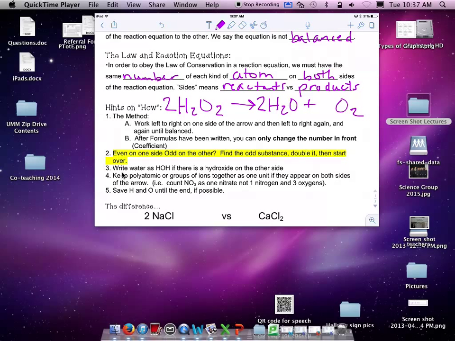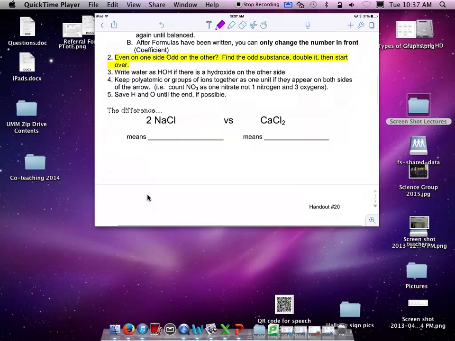Some other hints: keeping water as HOH if you've got an OH or a hydroxide on the other side will help. Keeping group ions together, like counting NO3 as one nitrate instead of as separate one nitrogen and three oxygens. And in general, if you can, save H and O until the end. So we'll do a few examples in just a bit. There's just one thing I want to do before we do those examples.